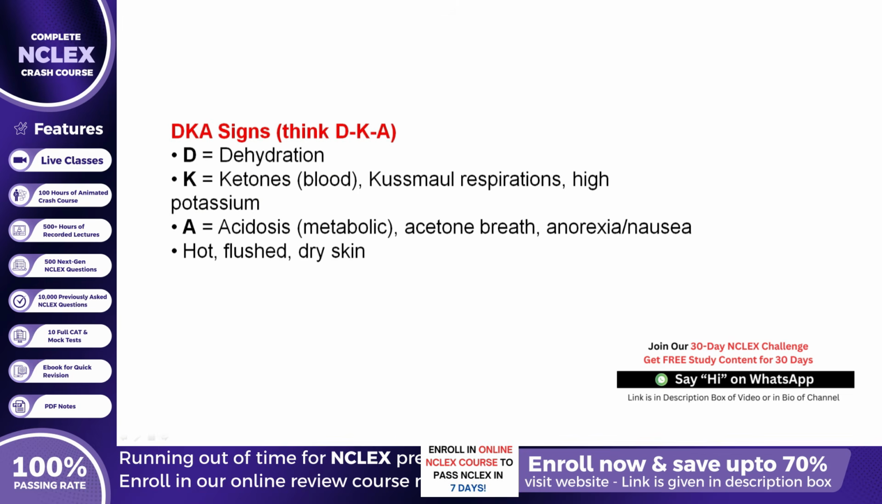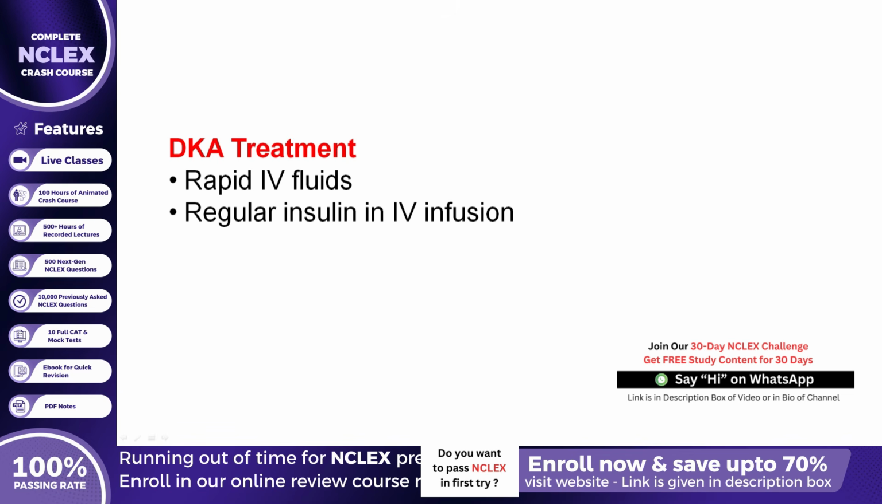Now let us look at the signs of DKA using the DKA memory tool. The D stands for dehydration, which is one of the most severe and visible symptoms. The K reminds you of ketones in the blood, small respirations, and high potassium levels, all of which signal metabolic instability. The A represents acidosis, specifically metabolic acidosis, along with acetone breath and anorexia or nausea that often accompany it. Clients may also have hot, flushed, dry skin, which helps differentiate DKA from hypoglycemia.